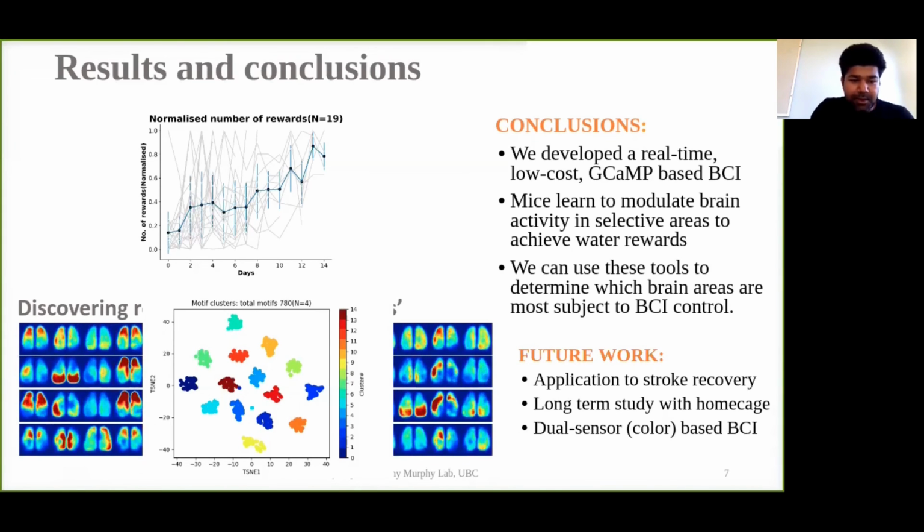In future, we are trying to assess the efficacy of this system for stroke recovery training. We are also integrating this BCI into in-house home cages for long-term study. Additionally, we would like to test this system on different indicators as well as on multicolor expression in the brain.